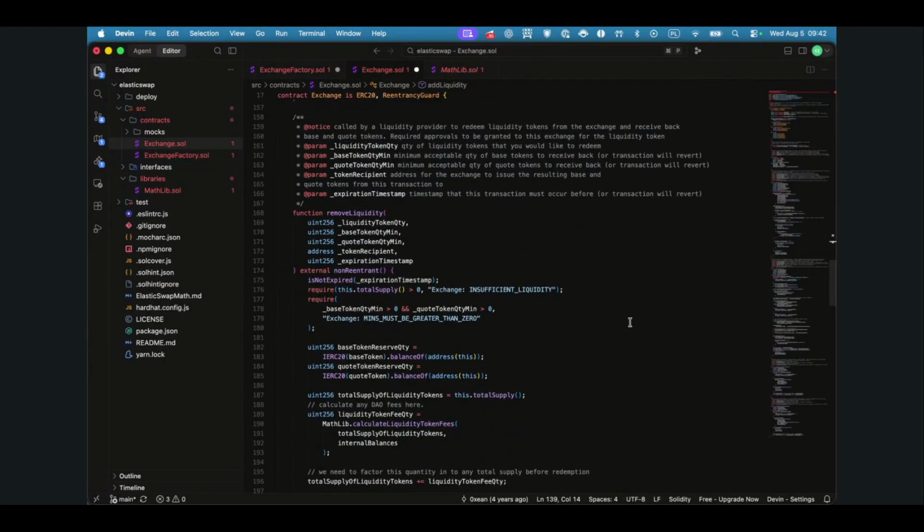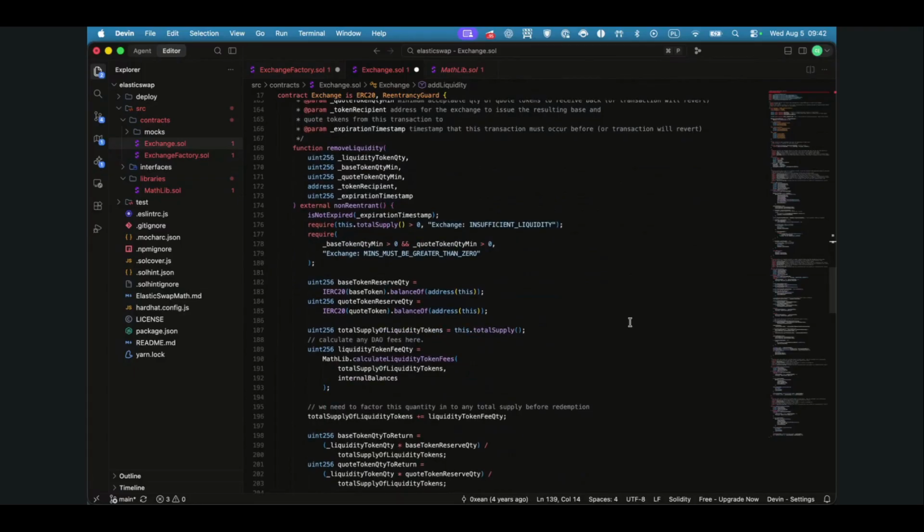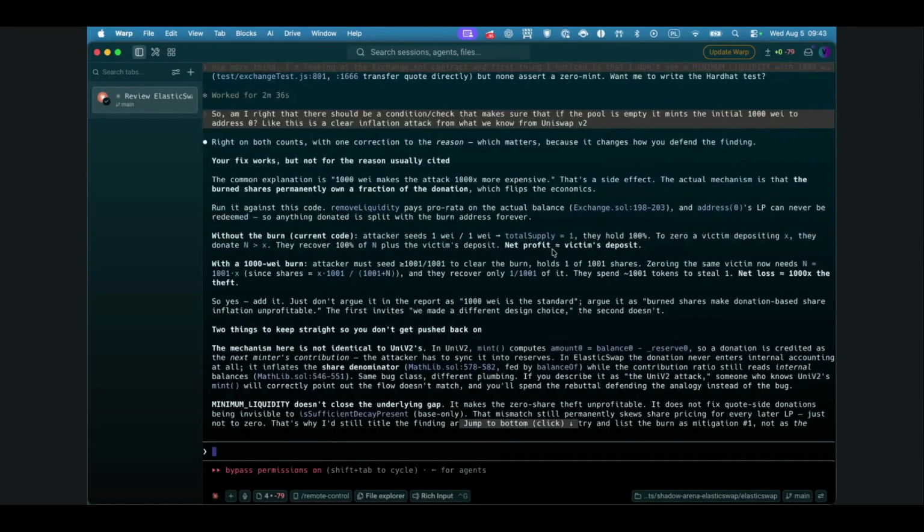There were other things relevant in remove liquidity probably. Let's look at the swap. Right on both counts, with one correction to the reason. Your fix works, but not for the reason usually stated. The common explanation is that 1000 wei makes the attack 1000 times more expensive. That's a side effect. The actual mechanism is that the burned shares permanently own a fraction of the donation, which flips the economics. Run it against this code. Remove liquidity pays pro rata on the actual balance, and address 0's LP can never be redeemed. So anything donated is split with the burn address forever. Without the burn, current code attack.